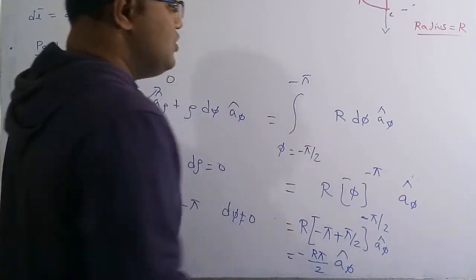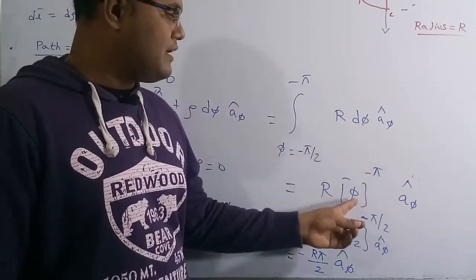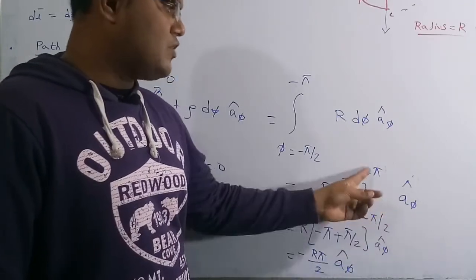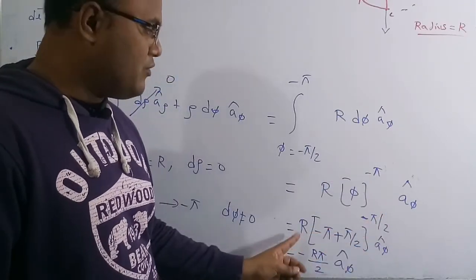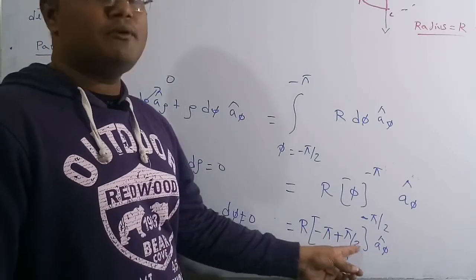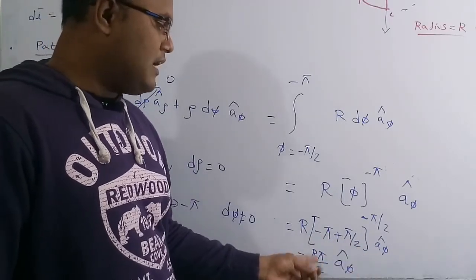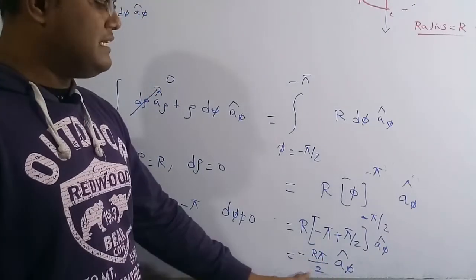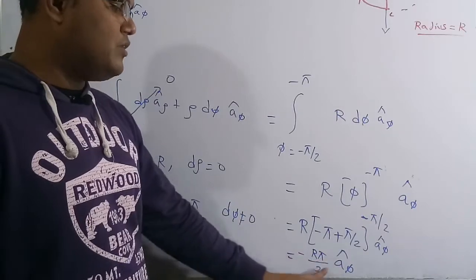You can take it outside. So integration of d phi is nothing but phi. So substitute the limits minus pi by 2 to minus pi a phi cap. So upper limit minus lower limit. So finally we are going to get r of minus pi plus pi by 2 a phi cap. So minus pi plus pi by 2 is nothing but minus r pi by 2 a phi cap. So therefore, for the path 3, we got the integral minus r pi by 2 a phi cap.